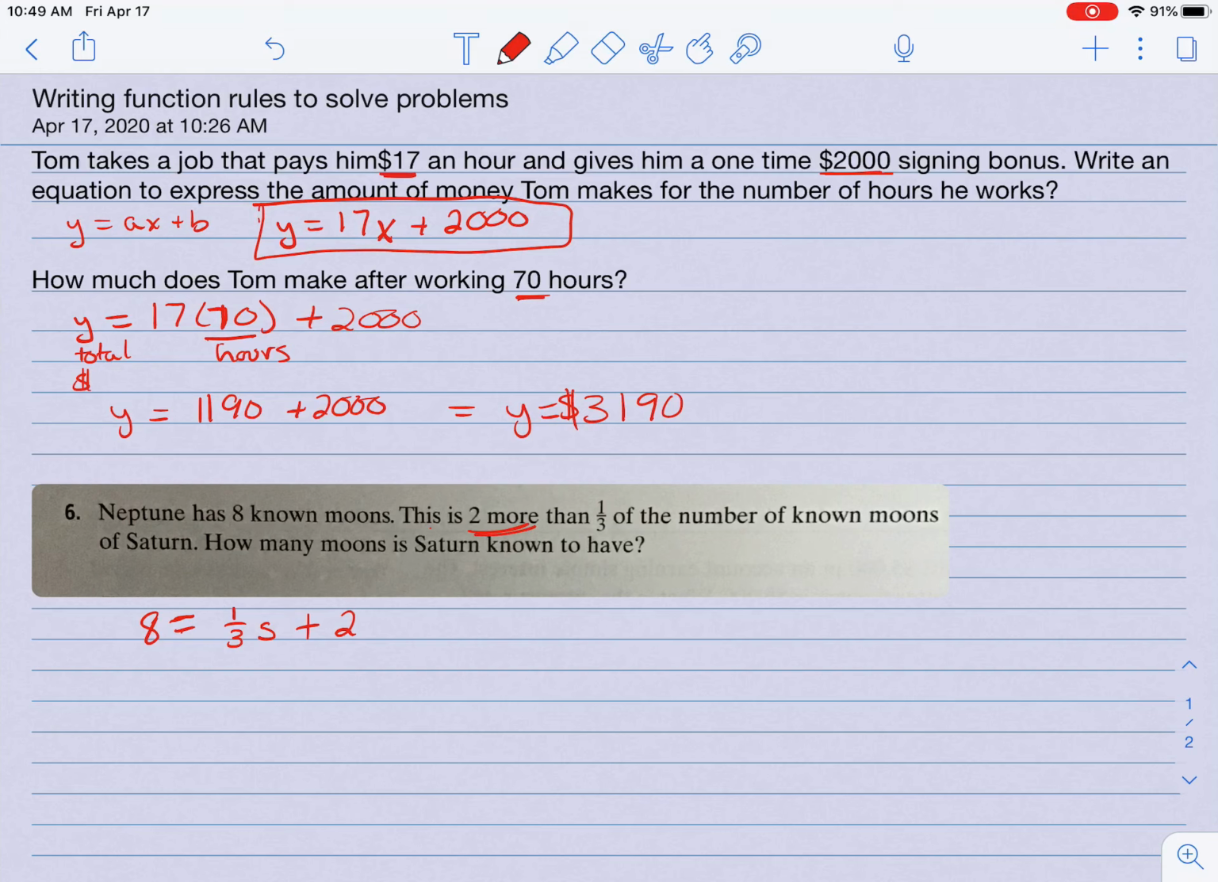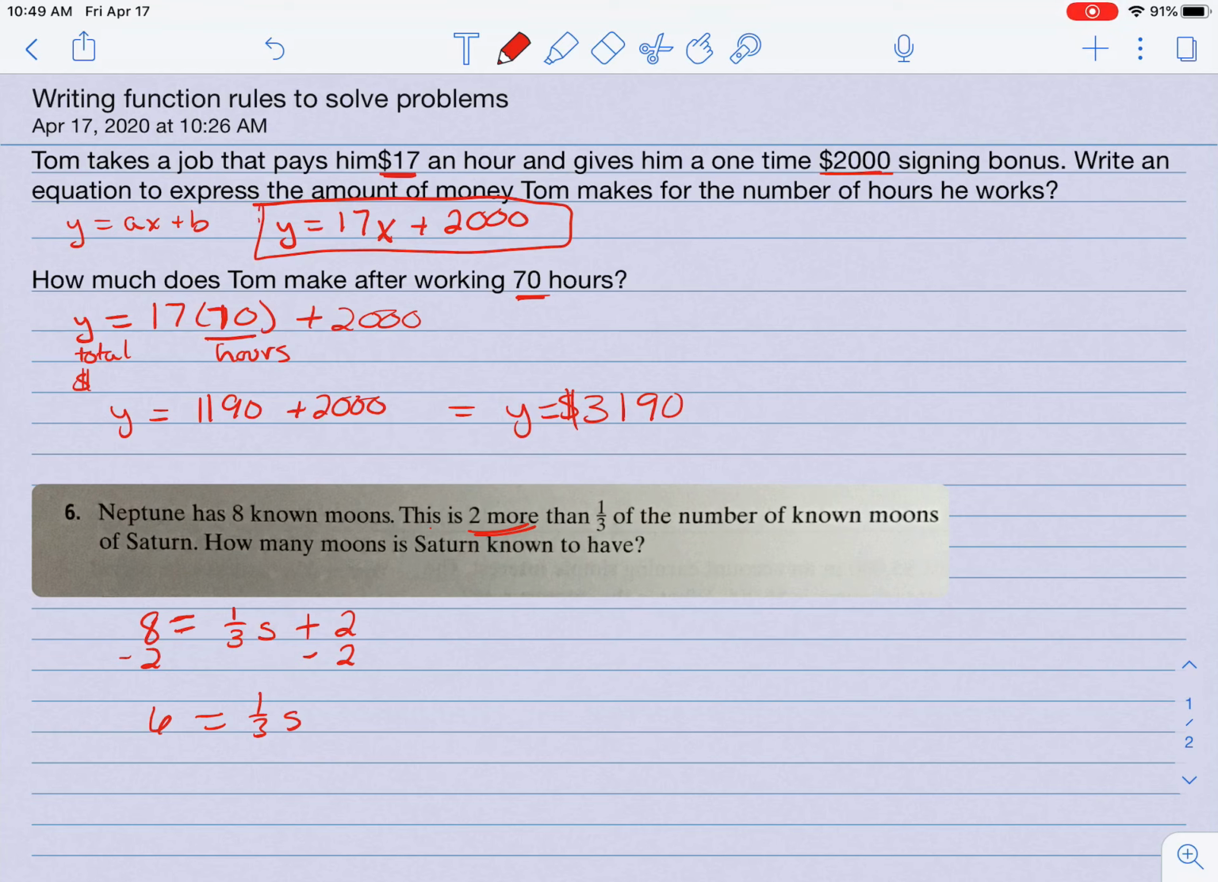So now we've got our equation set up, and this is a 2-step equation that we're going to solve for S. First step in a 2-step equation, we get rid of the constant. So we get rid of the constant by adding its additive inverse. So in this case, plus 2, the additive inverse is minus 2. So we're left with 6 equals 1/3 S.